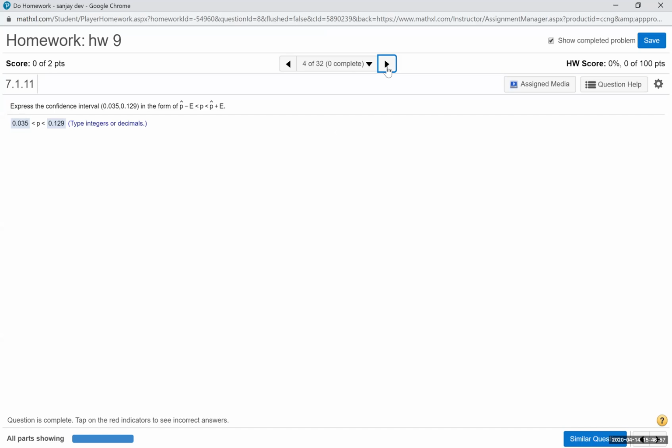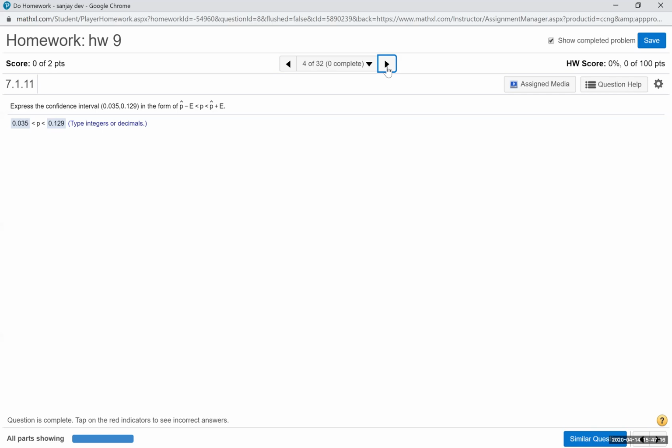Number 4, express the confidence interval. So they give you 2 numbers and they want you to put it in the form of p hat minus E less than P less than p hat plus E. So what they're saying is this P that you see in the middle, the true population proportion, right?